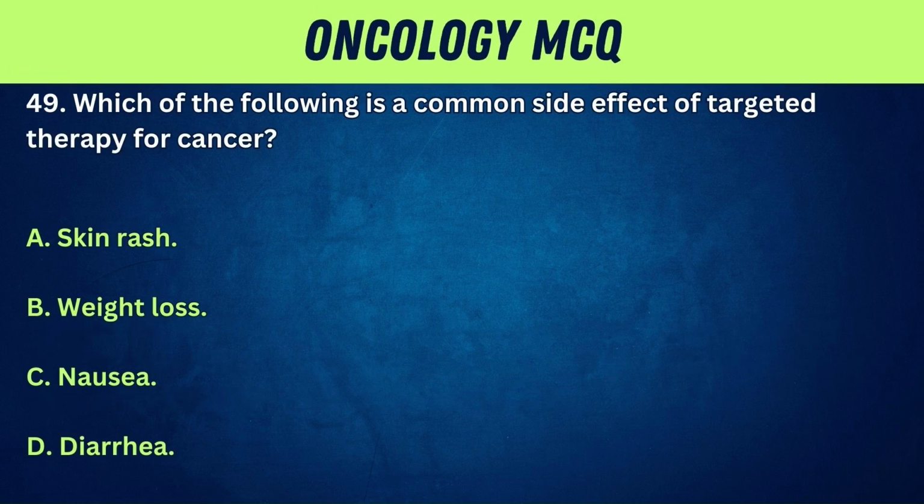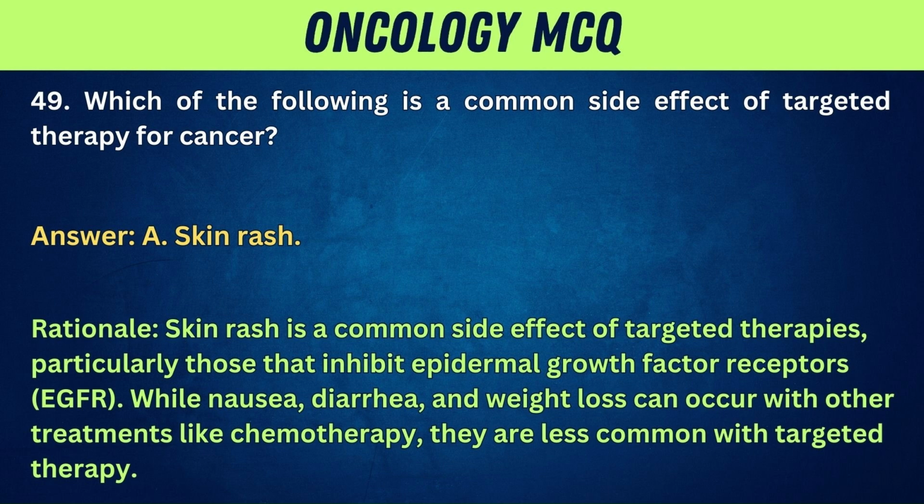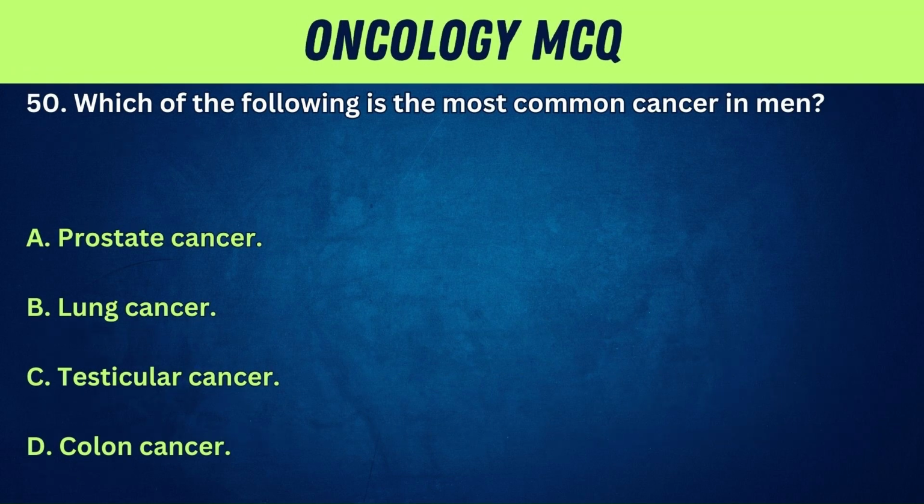49. Which of the following is a common side effect of targeted therapy for cancer? A. Skin rash. B. Weight loss. C. Nausea. D. Diarrhea. Answer: A. Skin rash. Rationale: skin rash is a common side effect of targeted therapies, particularly those that inhibit epidermal growth factor receptors, EGFR. While nausea, diarrhea, and weight loss can occur with other treatments like chemotherapy, they are less common with targeted therapy.